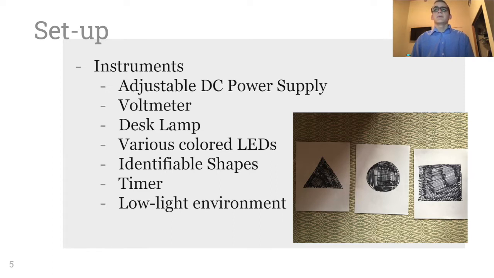Identifiable shapes. I'll get into what these were used for later. Originally I was using words, which was very hard for me to identify in the long run, so I moved to shapes, which are much easier to identify. I used three shapes: triangles, circles, and squares, which are all easily identifiable from one another. In addition, I used a timer in order to test how long it took for me to identify what one of these shapes was. And finally, a low light environment where the LED would be one of the only lights available.